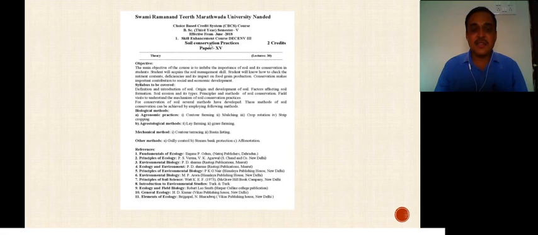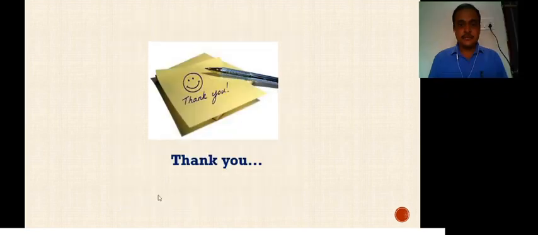The title of this paper is Soil Conservation Practices, with 30 lectures weightage. It also includes the objectives and syllabus to be covered. The main topics are biological methods, agronomic methods, mechanical methods, and other methods. Then there is also a list of books for your reference work. So this is all about the BSc third year semester 5 environmental science syllabus.